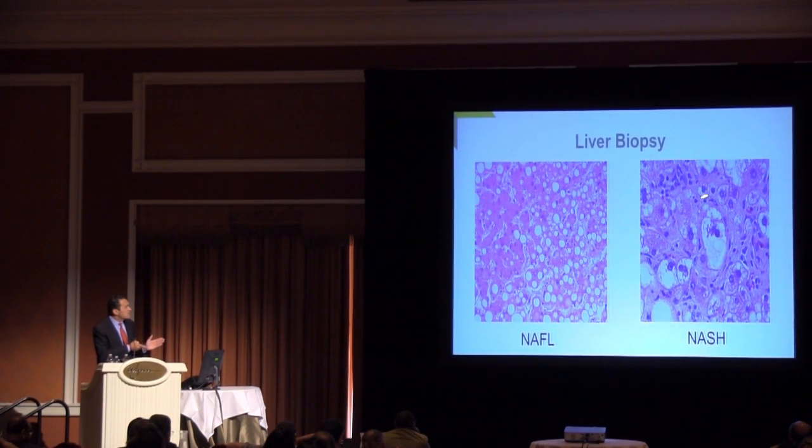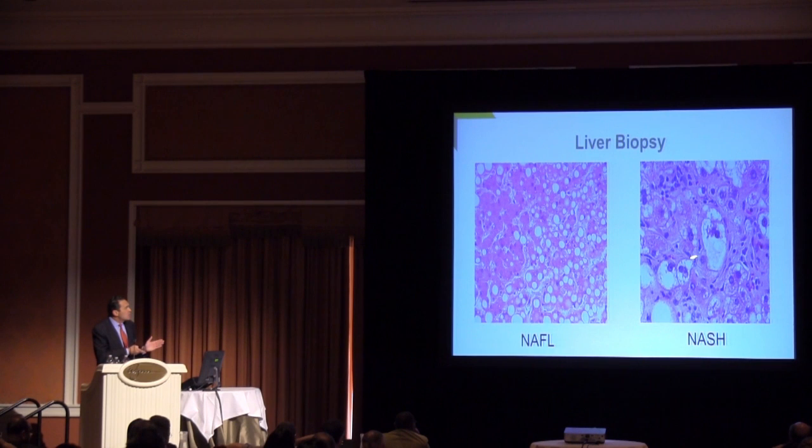We can see lymphocytic infiltrate, ballooning of the hepatocytes with Mallory bodies, and you can start to notice here sinusoidal fibrosis, or what we call chicken wire fibrosis.